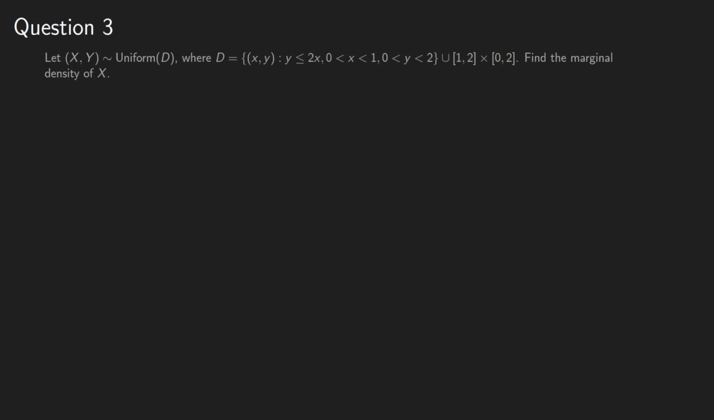In question number 3, we have been given two random variables x and y which are uniformly distributed in some region D, where D is the union of two small regions. We have to find the marginal density of x. So first of all, let's try to understand the joint PDF of the random variables x and y in that region, and then we will be able to find the marginal density of x. So D is the union of two regions. So let's try to graph the regions.